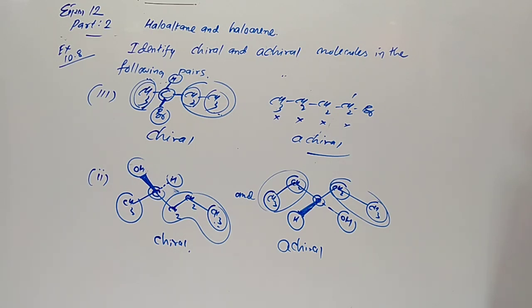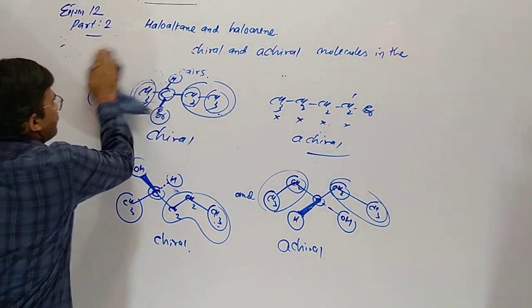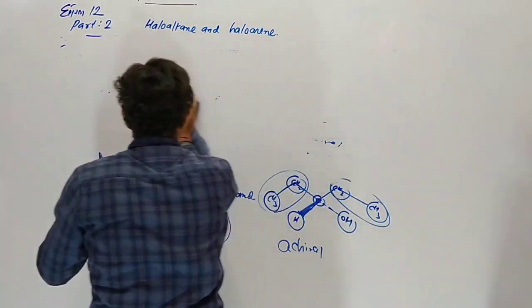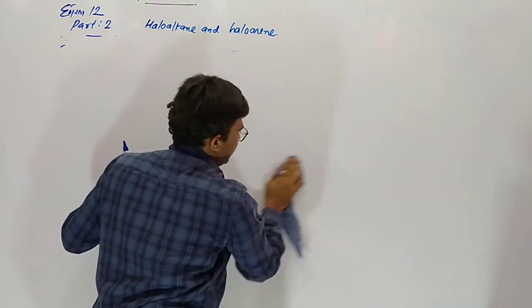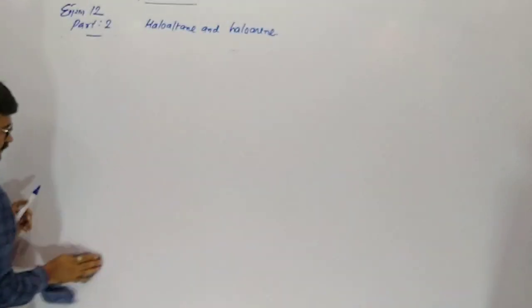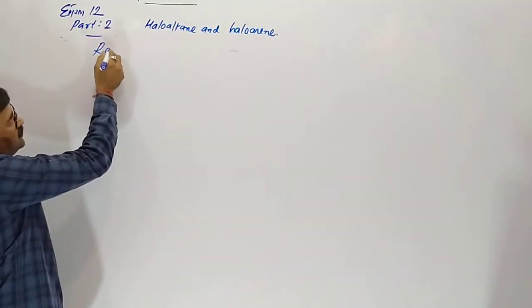Now we are at our next point, retention. Yes. What is retention? We have discussed chirality in the last lecture. A new word we are going to discuss is retention. What is retention? The same type of configuration is called retention.